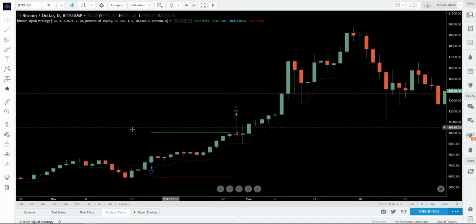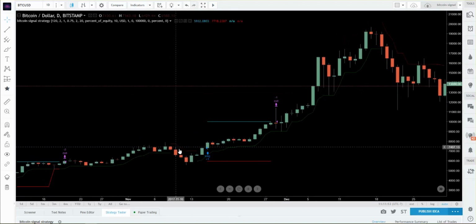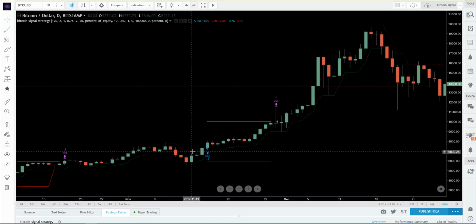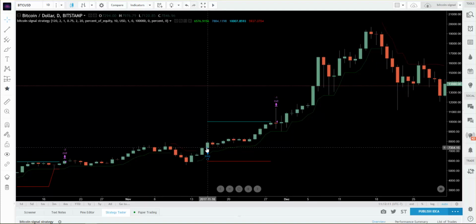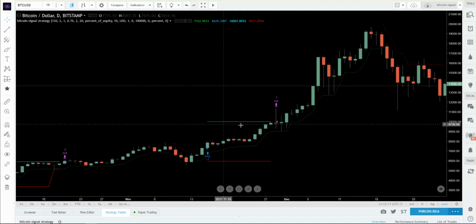As you can see, there's this red line here. That would represent the upper trend band, and if price closes above that red line, it would signal a buy entry. As soon as it signals a buy entry, a stop loss and a target is set.